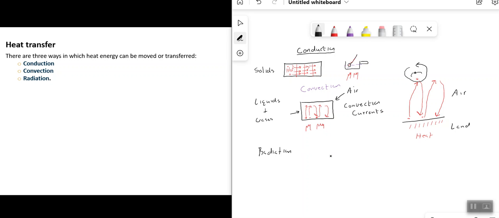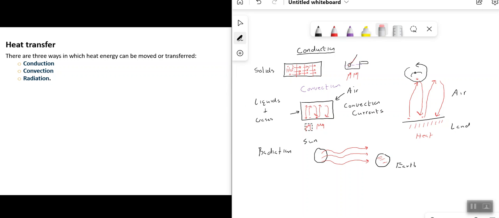So radiation generally doesn't need a medium like a solid or a liquid. If you take the sun, for example, in space you have a vacuum. The sun radiates heat through the universe in the form of light, and that heat energy then reaches the earth. So this is the sun, and this is the earth, and it'll start to heat up the earth. So that is radiation.